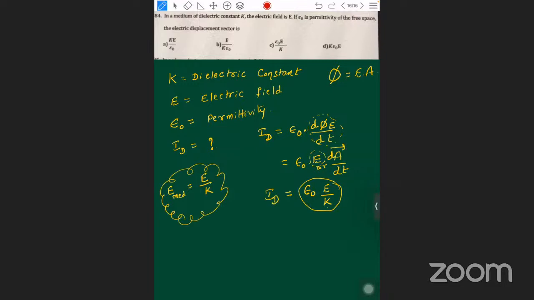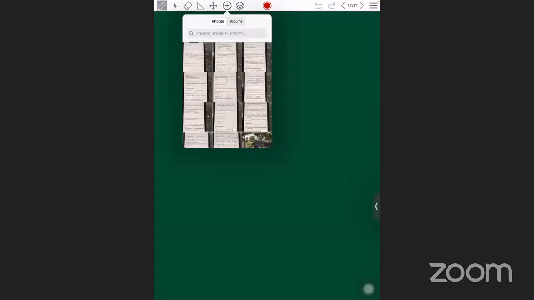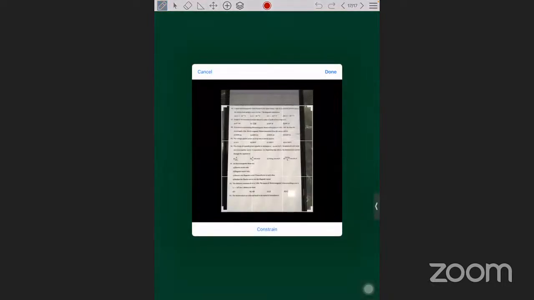That should be the displacement current. Here, area is a vector, perpendicular to the surface. So in which direction is this current going to act? It is dA by dt, but we are going to find this as the current density J. So the displacement vector will be epsilon naught times E divided by K. So option C is the right answer, epsilon naught times E divided by K. This we have solved.